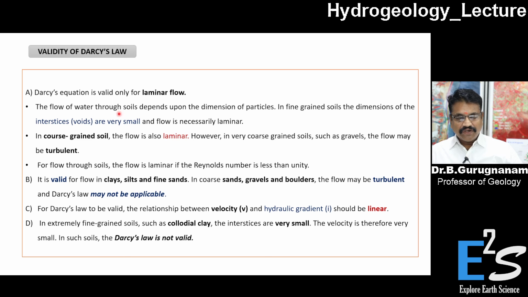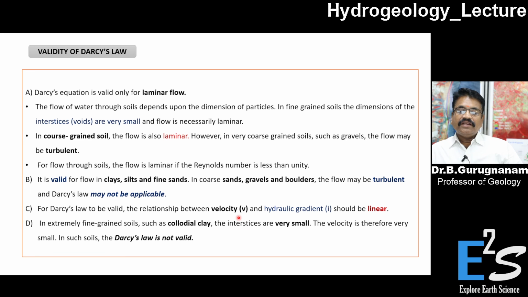The flow of water through soil depends upon the dimension of the particles. It's the same as what we have discussed in porosity and permeability. In fine grained soils, the dimension of the voids is very small, and the flow is necessarily laminar. In coarse material, the flow is laminar. However, in very coarse soils such as gravel, the flow will be very high or turbulent. It means in no time the water will come from inflow to outflow. So this is how it's validated for clay, silt, fine sand, gravel and boulder.